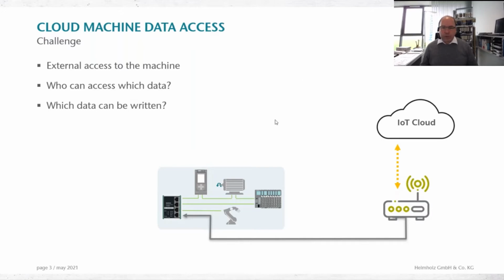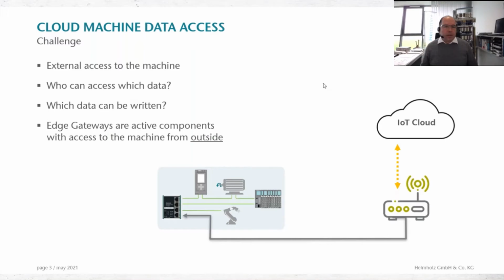If you solve it like this, the edge gateway is always an active component with access from outside. It is connected to the network in your machine, and it will get data from the machine or write data into the machine, and possibly you don't have direct control over this device. So this is a challenge you have here.